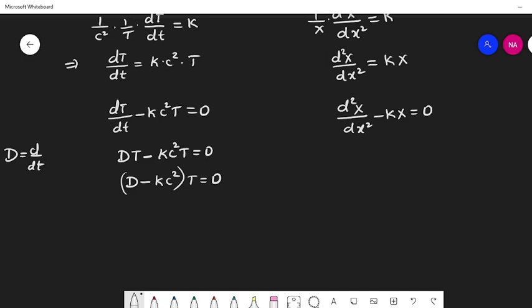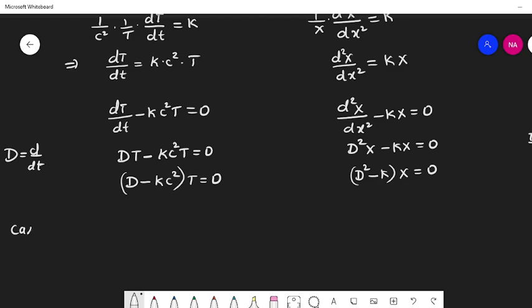Parallelly, here if you assume D to be d by dx, then we will get d square X minus kX equal to 0. So from that we can write (D square minus k) into X equal to 0. Now we have to consider various possible cases.